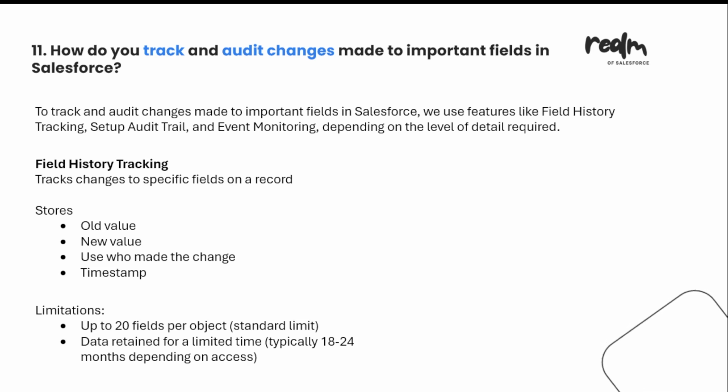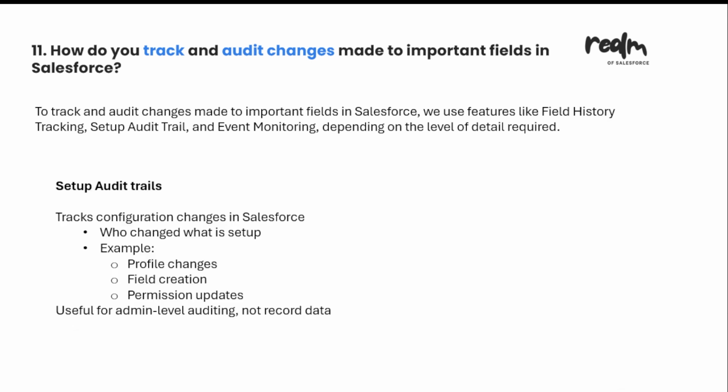Data is retained for a limited time, typically 18 to 24 months depending on the access. We can also set up audit trails. These track changes related to configuration on the setup: who changed what in setup, for example profile changes, field creation, permission set updates. These are useful for admin-level auditing of whatever is changed in the setup context, not on record data.